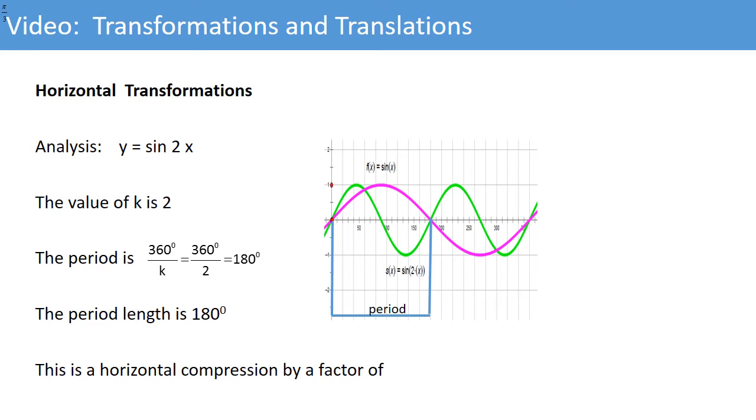That this is a horizontal compression by a factor of 1/2. We use the factor 1/2 because the graph's length is now 1/2 of the original. Be careful with this.